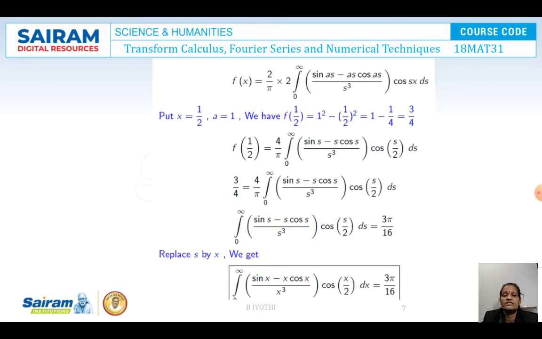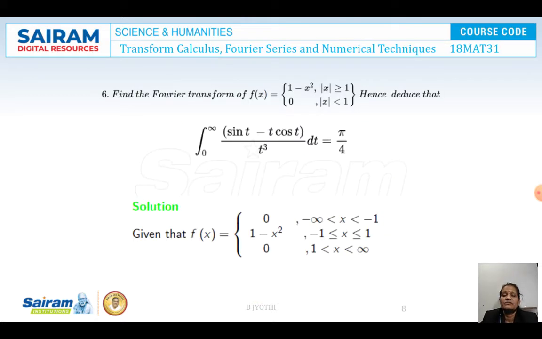When we consider this one, we put x equals half and a equals 1. We have f of half equals 3 by 4. Therefore, f of half equals 4 by pi into the integral from 0 to infinity of (sin s minus s cos s) divided by s cube into cos of s by 2. It is almost the required format we have. Now, take the constant to the other side, then it will be 3 pi by 16. Then it is exactly the form we required, and replacing s by x, we get the required result.